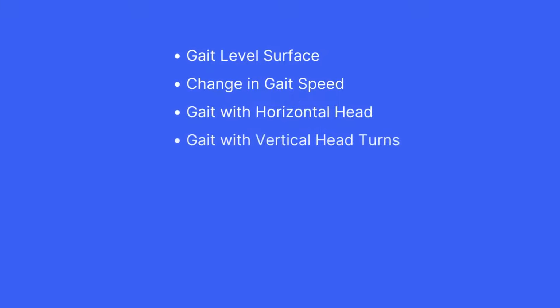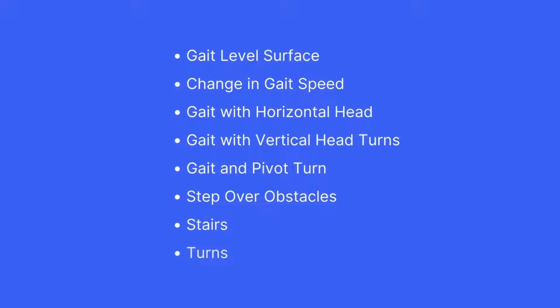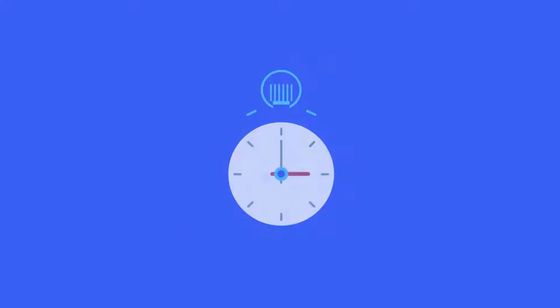It tests the 8 types of gait, namely gait level surface, changing gait speed, gait with horizontal head turns, gait with vertical head turns, gait and pivot turn, step over obstacles, stairs, and turns. These task everyday movements a client may encounter, from walking with and without obstacles to abrupt turning, stopping, and even various head movements. The test utilises equipment such as shoeboxes, stairs, stopwatches, and a marked hallway.